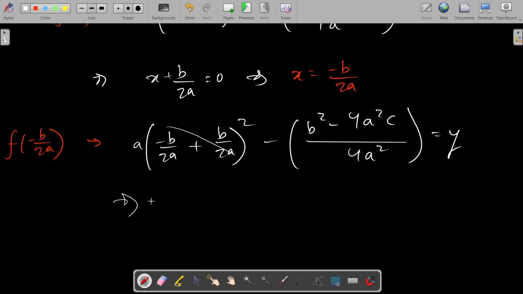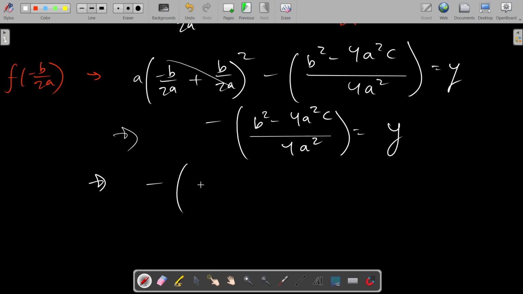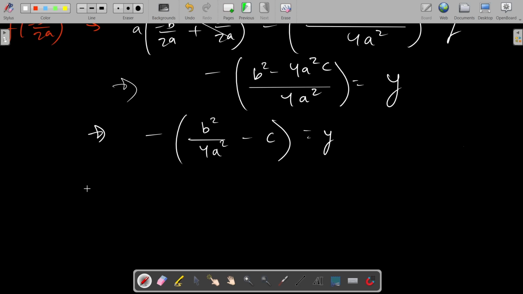This cancels out, so we get minus b squared minus 4a squared c upon 4a squared is equal to y. To be honest, you can just write this as b squared by 4a squared minus c. Like this, there's no problem. And you can just open the bracket and get c minus b squared by 4a squared is equal to y.